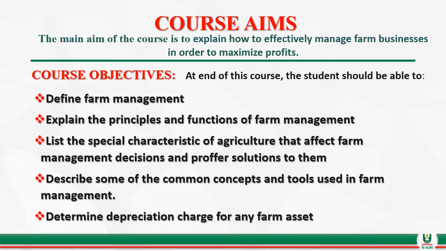explain the principles and functions of farm management, list the special characteristics of agriculture that affect farm management decisions, and provide solutions to them. You'll be able to list the characteristics of agriculture that need farm management decisions. And not only that, you'll be able to provide solutions to them. You'll be able to find a way out in solving those problems. You will be able to identify the problems of agriculture, and then find solutions to these problems.